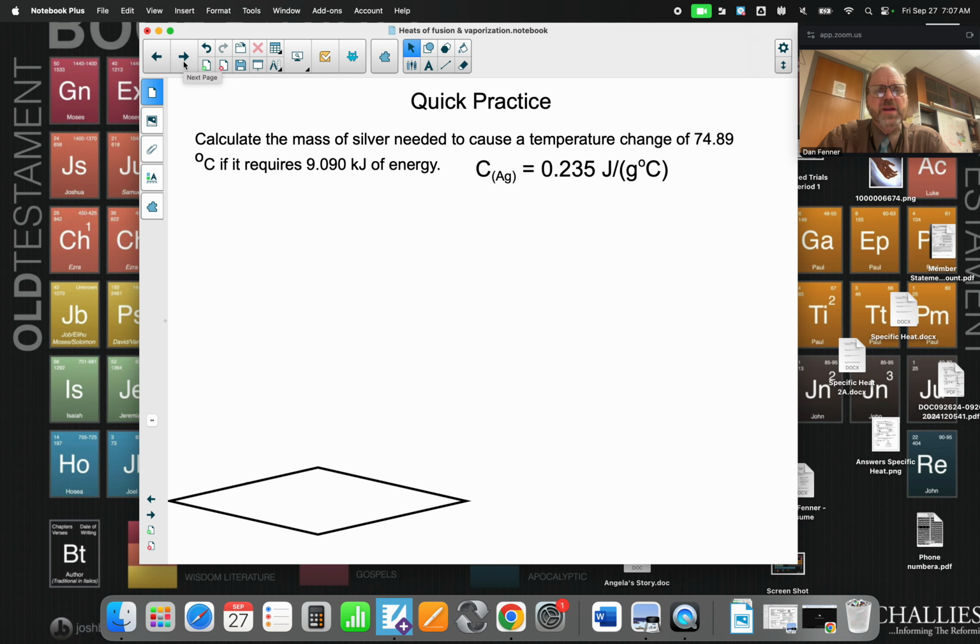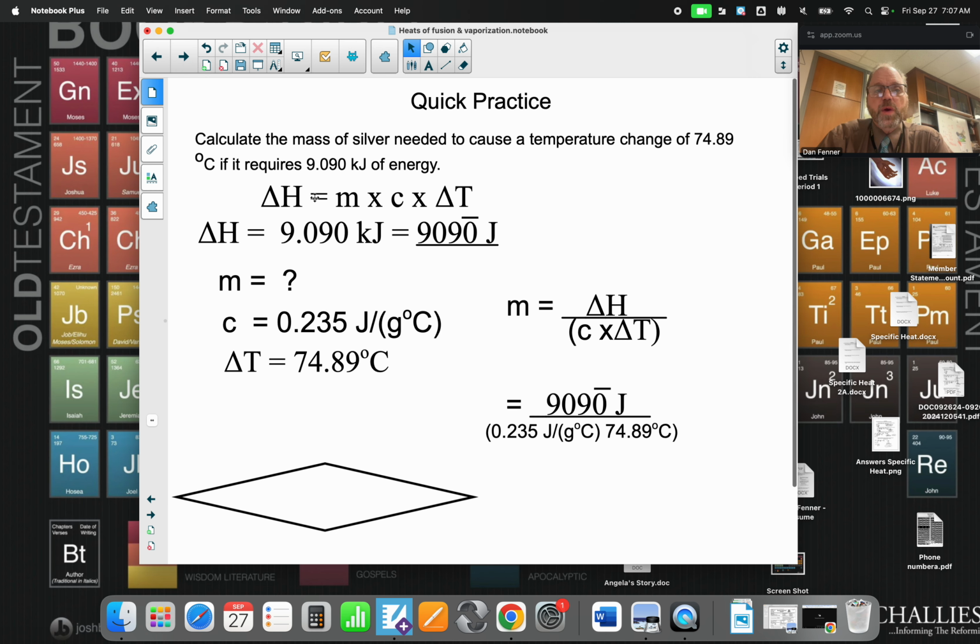All right, here we go. We start with our equation, delta H is equal to mc delta T. We have our enthalpy, which is the energy, 9.090 kilojoules. Move it 3 places to the right: 9090 with a bar over it, because that last zero is after a number; a zero after a decimal shows exactness, so it's significant. We don't know the mass. Specific heat is 0.235 joules per gram degree Celsius. Temperature change is 74.89 degrees Celsius.